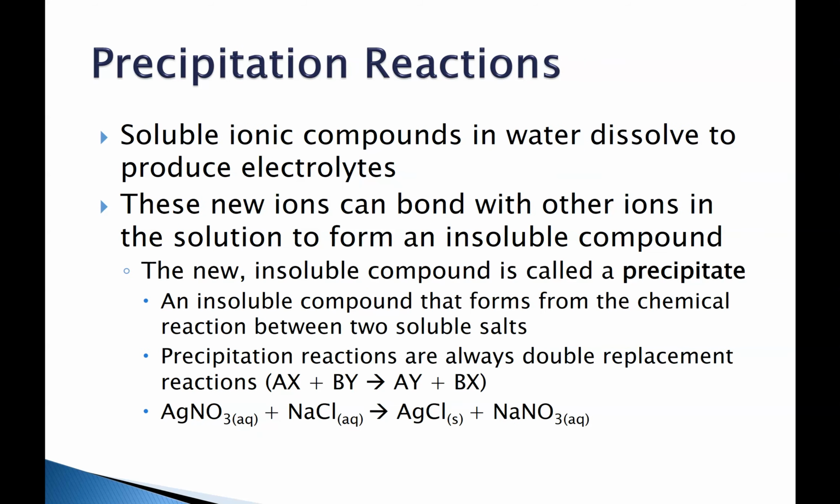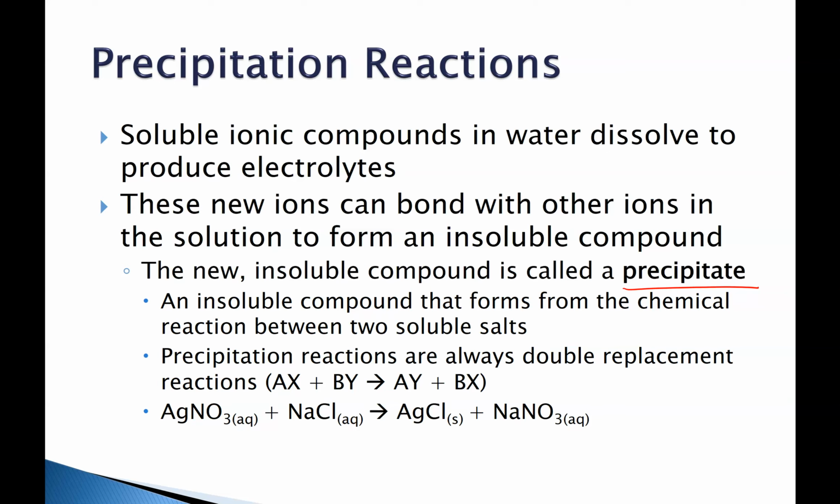So a soluble ionic compound in water dissolves to produce electrolytes. If we have one that's soluble, it's going to dissolve to produce electrolytes. And then these new ions either can bond with other ions in the solution to form an insoluble compound, or they can stay dissolved and just continue to be electrolytes in that solution. The new insoluble compound would be called a precipitate. That's the solid that's formed when we put two salts in water and we get an insoluble compound out.